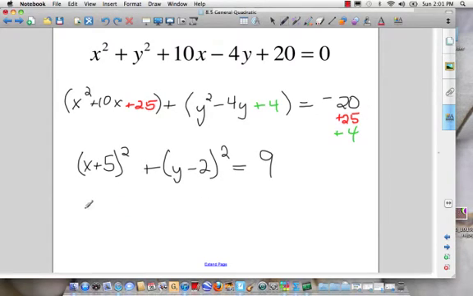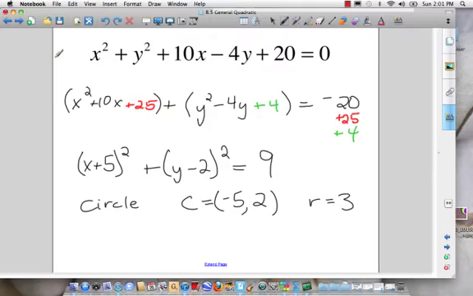Now that it's in standard form, I know that it's a circle, and I know that its center is (h, k), or (-5, 2). And I know that its radius squared is 9, so the radius is 3. By the way, I could have known that this one was a circle because x squared and y squared are both positive and both have the same coefficient, in this case 1. And I'll talk more about that in class, but that's an indication that you've got a circle.